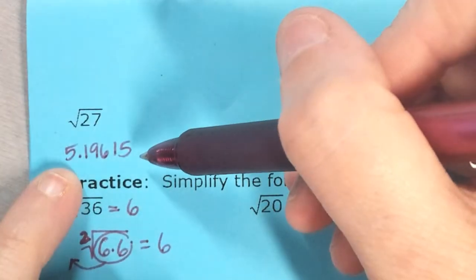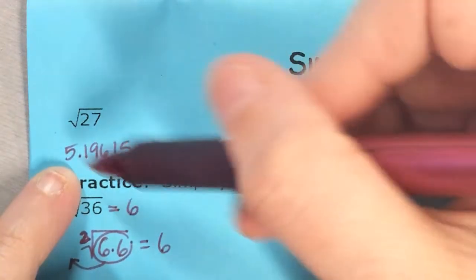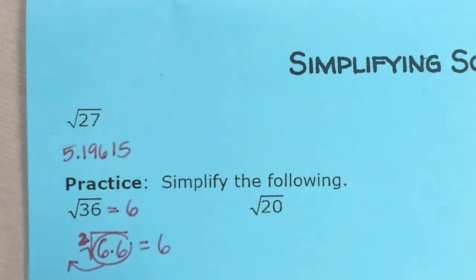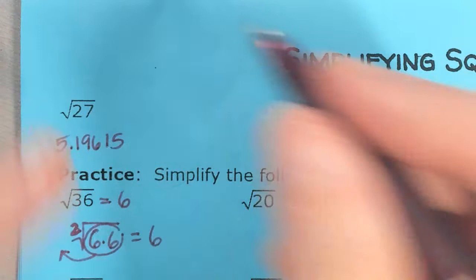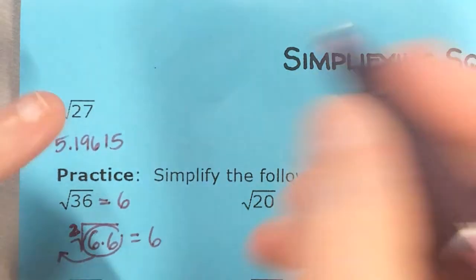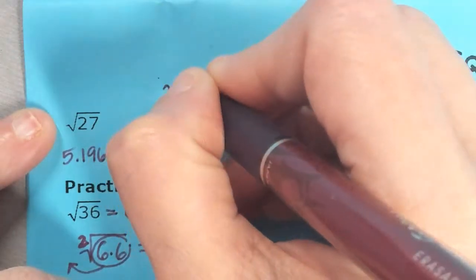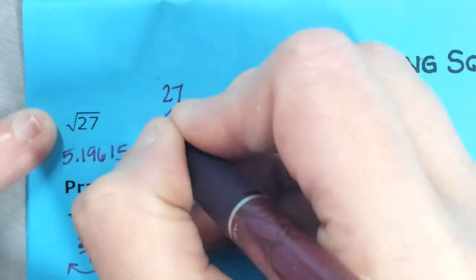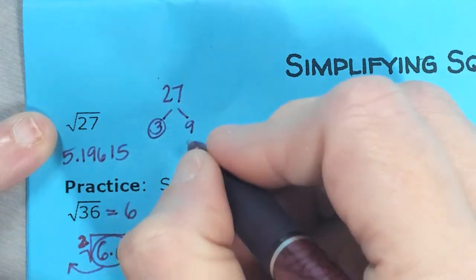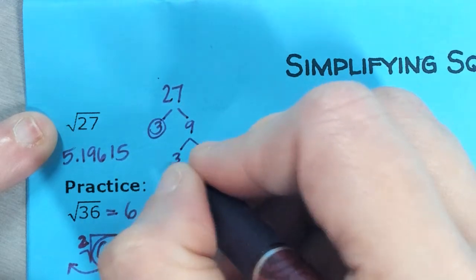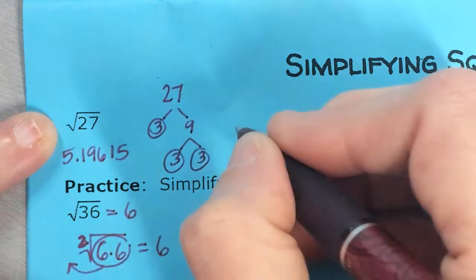Now, this isn't it. That's not what they're looking for. When they talk about something in simplified radical form, let me show you what they're talking about. So the first step is to prime factor this 27. I'm going to do prime factorization. Well, 27 is 3 times 9. I circled 3 because it's prime. And 9 is 3 times 3.